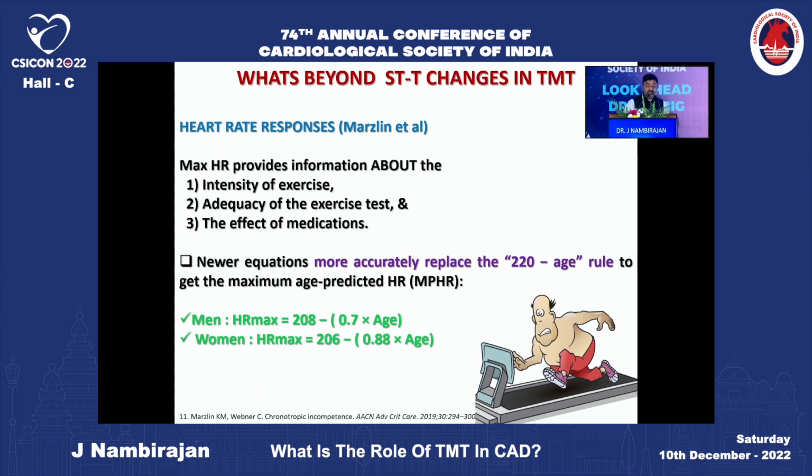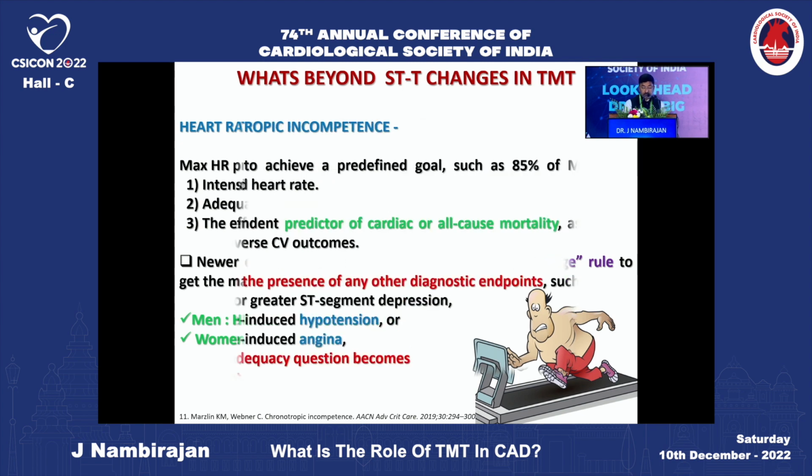So these are some of the parameters which the forthcoming slides will discuss, beyond the ST segment changes in the treadmill test. Heart rate response: the maximum heart rate provides information about the intensity of the exercise, adequacy of the exercise test, and the effect of medications. The normally used maximum heart rate is 220 minus age, and it has been replaced with the age-predicted heart rate with minimal adjustments.